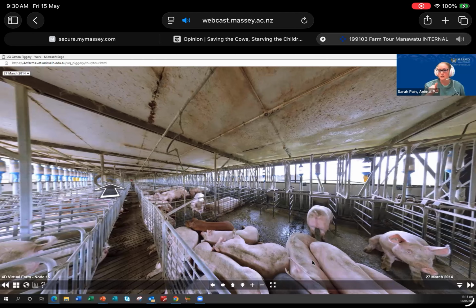So that's the cycle for the sows, and then the cycle for the piglets that are born is from weaner through to finisher. I think that's about it.